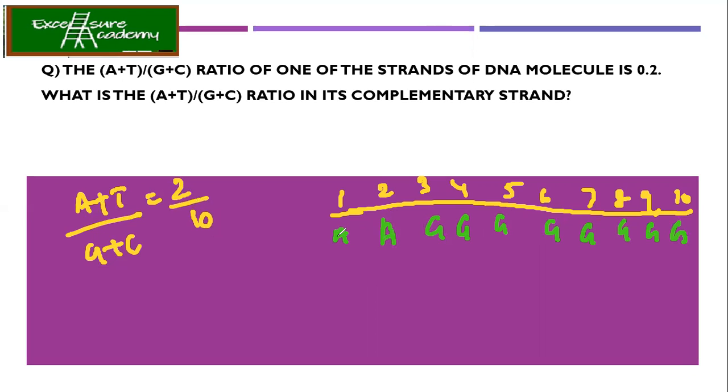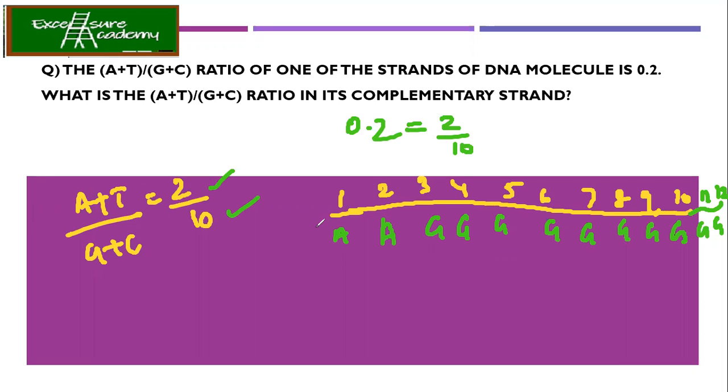Now let's count. So A, 2, okay. So how many G I'm having over here? It is 8, right? So I need 2 more. So I'll have 2 more. So now it is done. Is this much clear to everyone? Ma'am, how 2 by 10? 0.2 can be written as 2 by 10, right? Okay. Don't ask such questions.